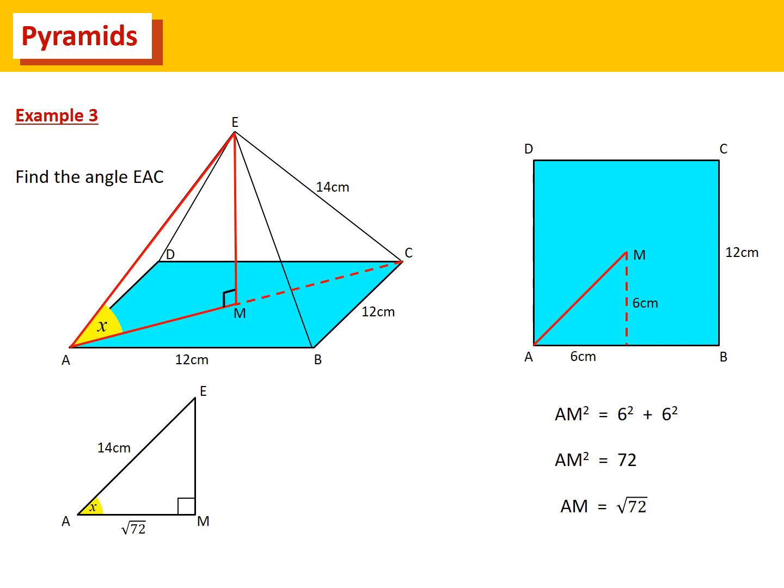We then draw flat the triangle AEM, where AE, which is the sloping side of the pyramid, that AE there, that's 14 because it's exactly the same length as EC. All these lengths, these sloping lengths of the pyramid, they're all 14 centimeters. So now we're going to find X using SOHCAHTOA. Cosine ratio, and that will give us X equals 52.7 degrees.